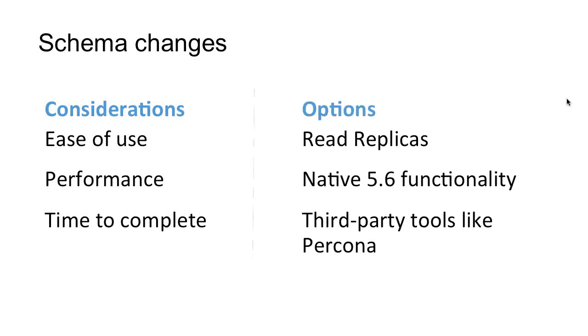So what are the options available for me? I've got Read Replicas. I can do it through Read Replicas. I'll show you how to do it through Read Replicas now. Then there is native 5.6 functionality. If you're on 5.5, then you don't have an option there. But if you're on 5.6, it gives you online schema change options, which allows you to change your schema on the fly. And you have third-party tools like Percona, which allows you to do this in real time. So let us look at the considerations against each of them. How much time does it take? What is the ease with which I can do it, and what is the performance of each of these?